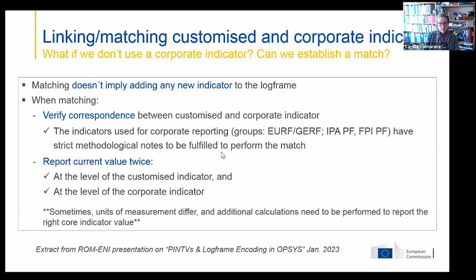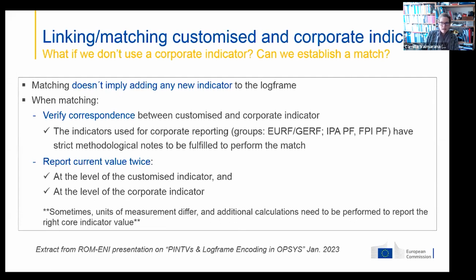And it's important to remember that sometimes the value you report will be identical for the two, but sometimes it will be different. Sometimes the units of measurement differ. Additional calculations might need to be performed to report the right indicator value for your corporate indicator, i.e. for your GERF indicator. Okay, the other thing is that the matching in OPSIS can be done only when the log frame has been approved. And then you will find a button that says add matching indicator, and then you will be provided with a menu from which you select the actual indicator you want to match.